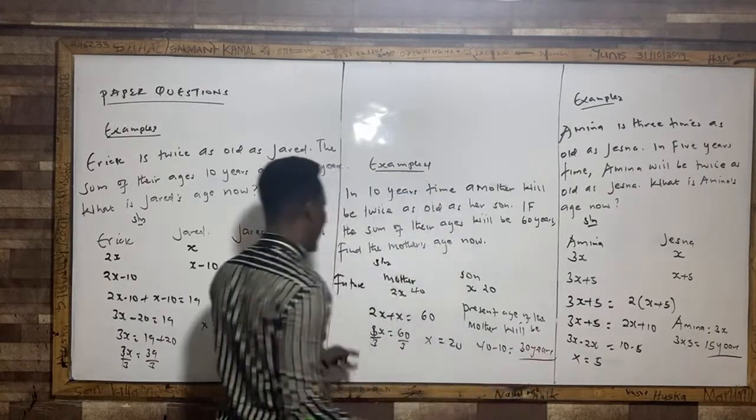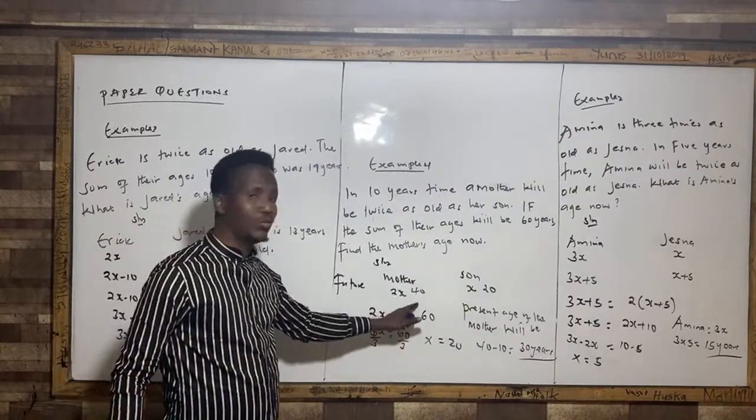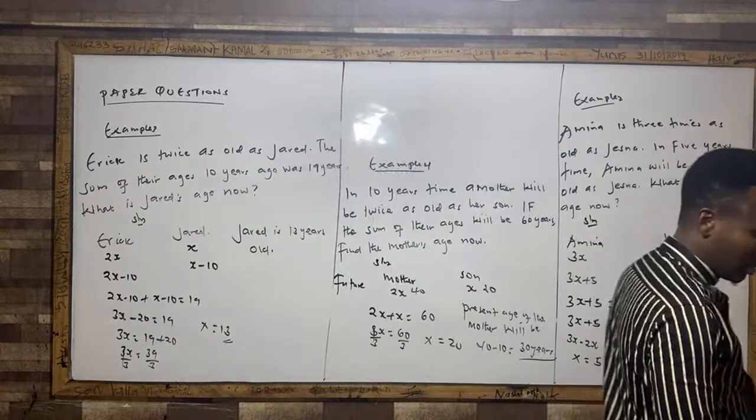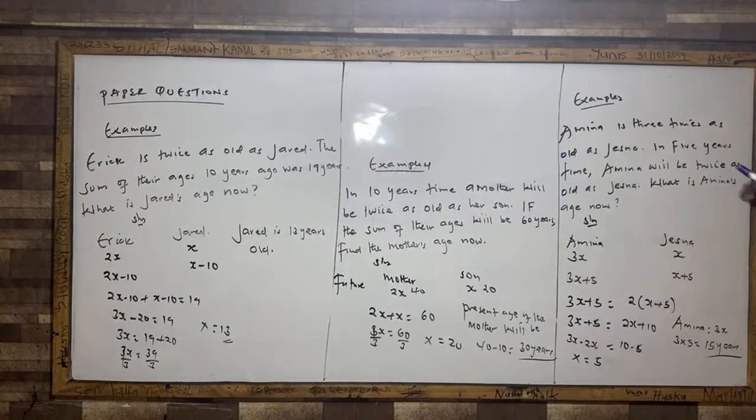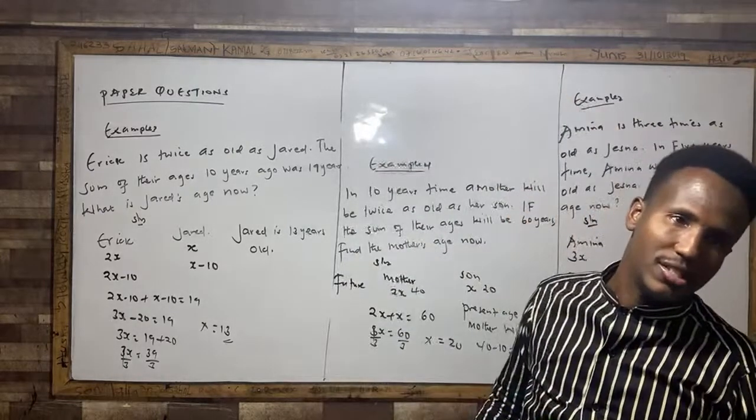Why are we saying that? Because this is in the future. So the mother is 2x, 2 times 20, 40, minus 10. So the mother is now 30 years old, and she will be 40 years in 10 years' time.